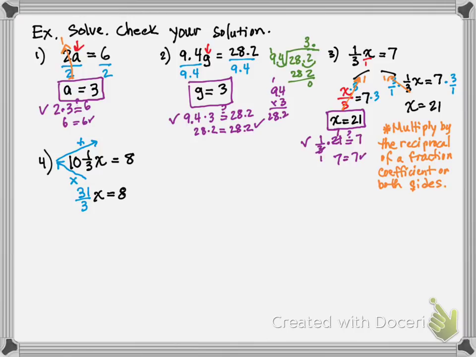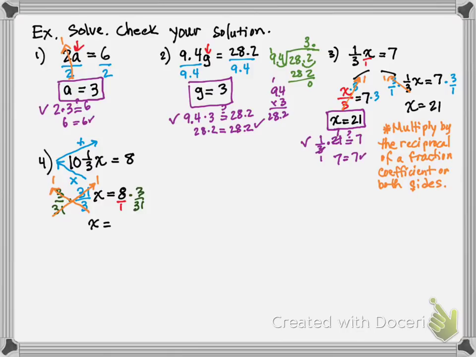So I'm going to use that second technique so you can see it again. I'm going to multiply both sides by its reciprocal. So I flip and I get 3 over 31. Now to make the math a little easier on the right side, I'm going to give 8 a denominator of 1 so that I can see if I can just multiply across. Now look what ends up happening over on the left side. 31 divided by 31 is 1. 3 divided by 3 is 1. So 1 times x is going to equal x.